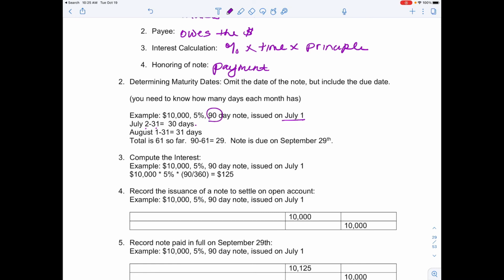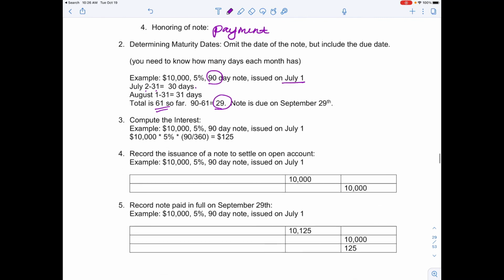This is a 90-day note we're looking for. So in August, there's 31 days. So we have 61 total so far, which means we need 29 more days left. So in September, this would be due on the 29th. Interest, same thing. Make sure we understand that. If it's a 5% interest rate, a 90-day note, we're taking the principal times the rate times the time. And note that the time, if in days, is divided by 360, not 365.